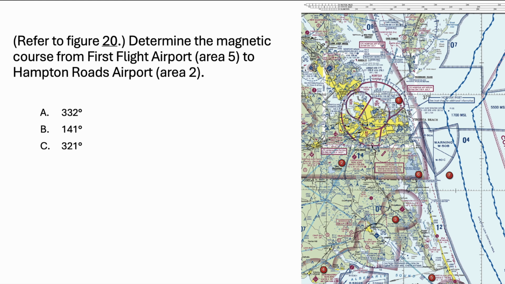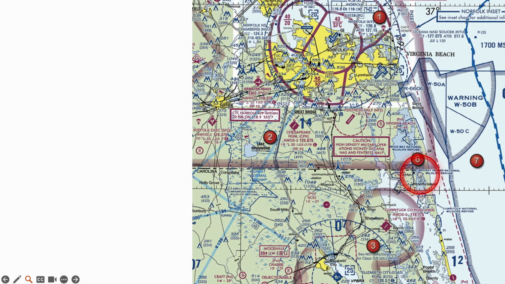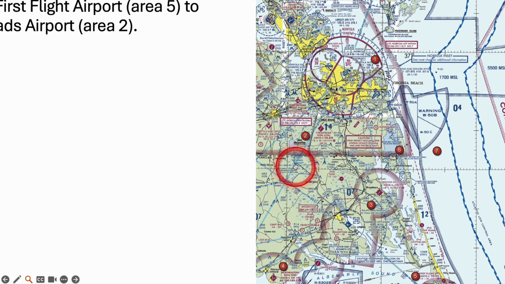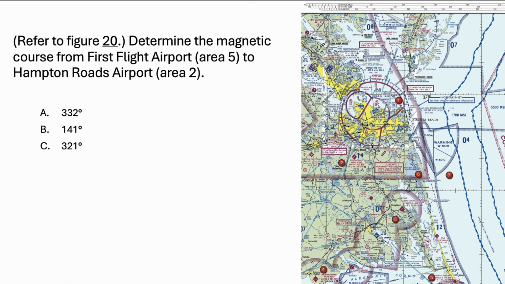Most of the time people will come to that answer and they'll pick C, but since the question is asking for magnetic, you want to find the nearest isogonic line, which is right here, 11 degrees west. So west is best. 321 plus 11 gives us answer A, 332.